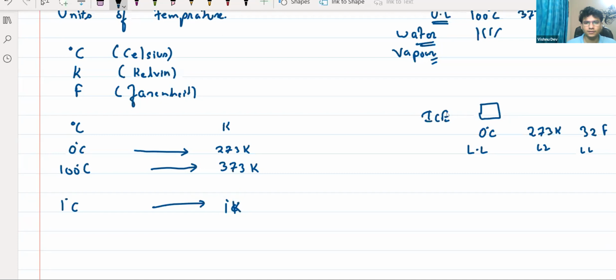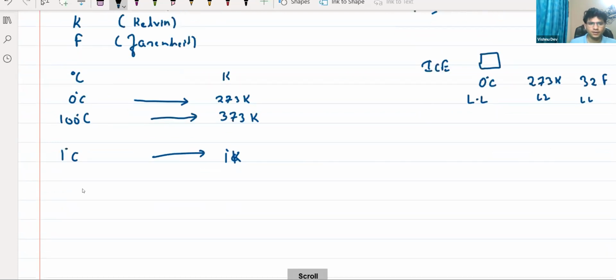Okay. So if we observe this, if 0 degrees Celsius is 273 Kelvin, then 1 degree Celsius will be how much? Now think about it. If 0 degree is 273, what is 1 degree? We can just add 1, so it is 274 Kelvin. Exactly. Yes or no?